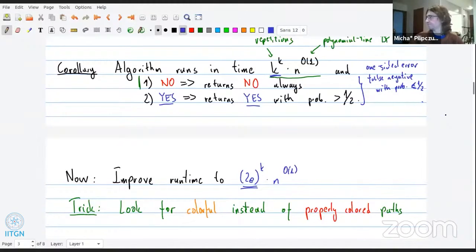Good. Yeah. Any more +1s if you are happy with this algorithm? Good. I see a wave of +1s.